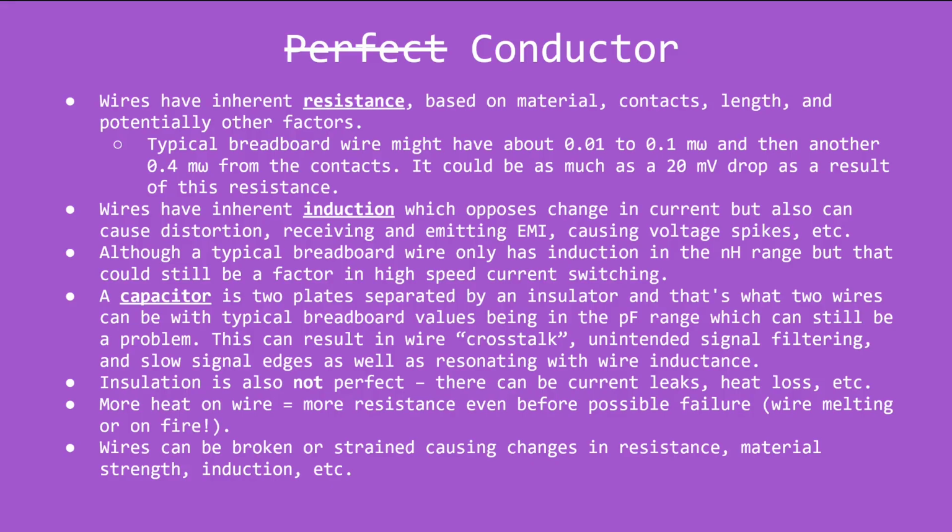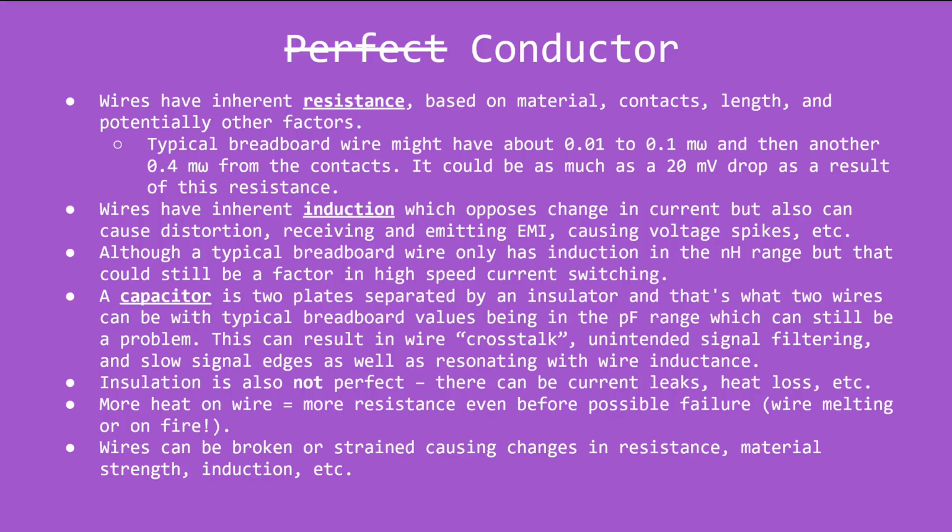Wires also have inherent capacitance. Remember that a capacitor is two close plates separated by an insulator. In effect, you're also describing wires. When you have wires close together, you get more capacitance, and even if it's extremely small, in the picofarad range, this can still result in crosstalk, so wires can interfere with each other, unintended signal filtering, slow signal edges, and resonating with the wire's inductance properties.